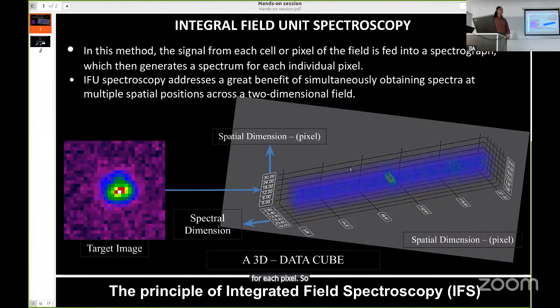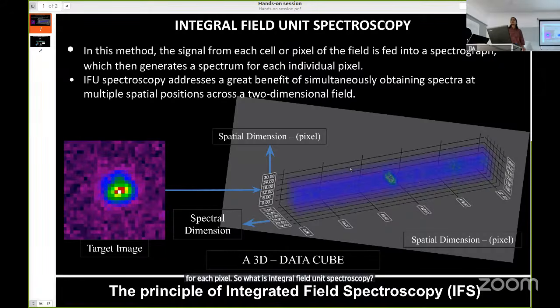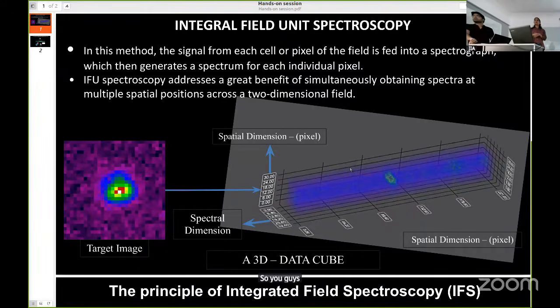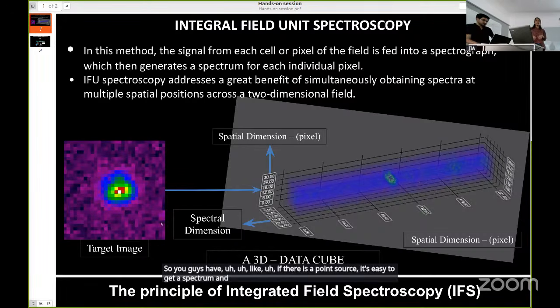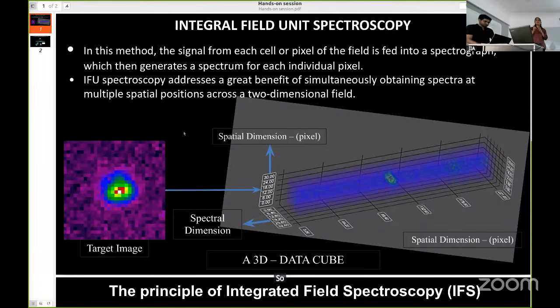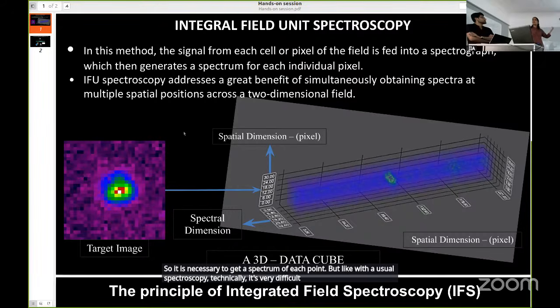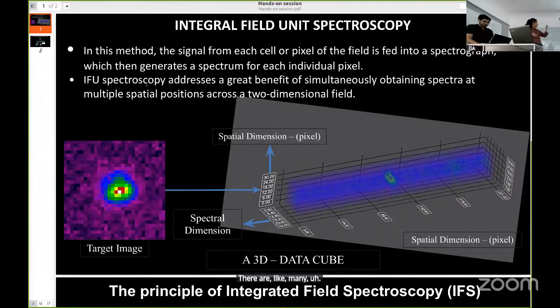So what is integral field unit spectroscopy? If there is a point source, it's easy to get a spectrum and do an analysis. But if it is an extended object, it is very difficult because each point in an object gives different information, so it is necessary to get a spectrum of each point. With the usual spectroscopy technique, that's very difficult. In radio, people have been using data cubes, but nowadays integral field unit spectroscopy is used everywhere.